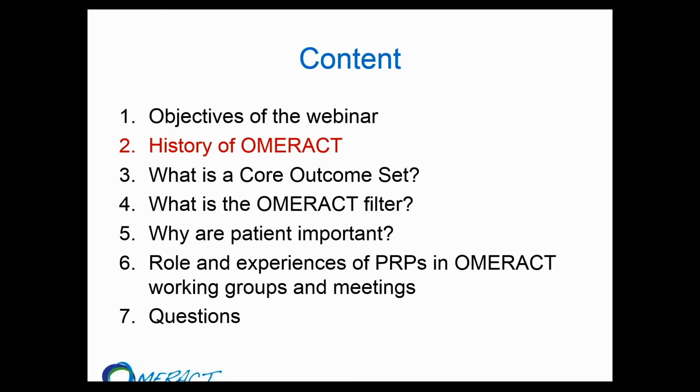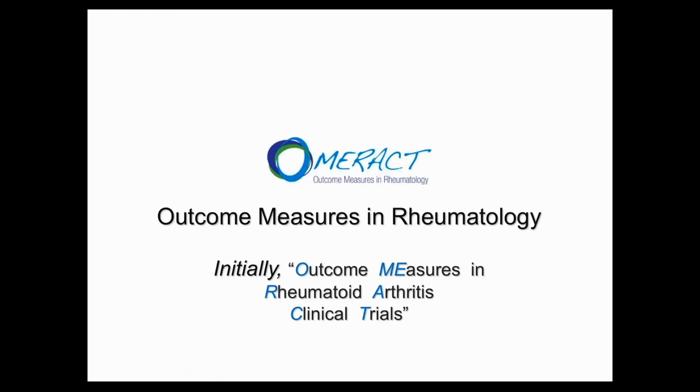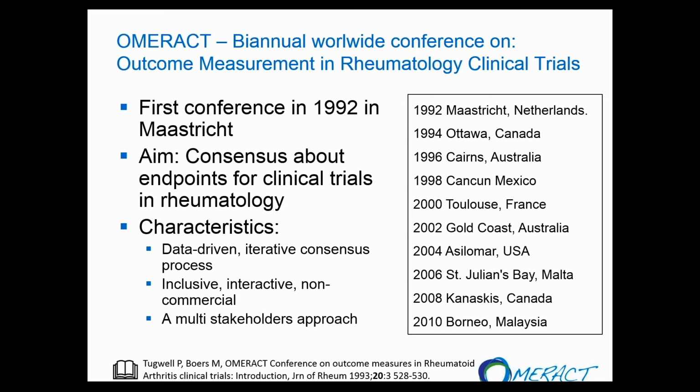So let's start with a little bit of history of OMERACT. OMERACT stands nowadays for Outcome Measures in Rheumatology, but when it started as a standalone meeting, it was called Outcome Measures in Rheumatoid Arthritis Clinical Trials. The objective of this very first meeting that took place in Maastricht was to achieve consensus about the endpoints for clinical trials in rheumatology, but specifically for rheumatoid arthritis. So that was the only objective, to overcome the oceanic divide between Europe and the States, the United States, where they were measuring new interventions using different instruments and looking at different domains.